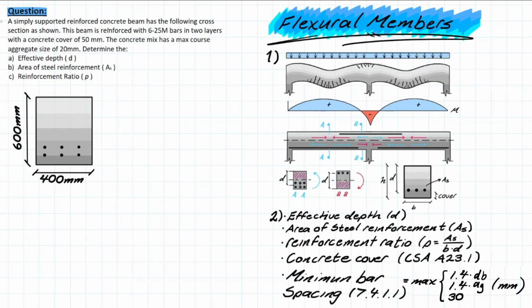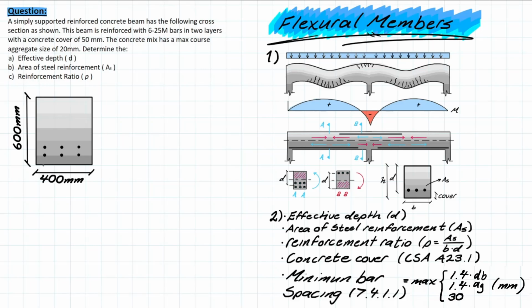So we have a simply supported reinforced concrete beam, and it has the following cross-section. The beam is reinforced with six 25M bars in two layers with a concrete cover of 50 mm. The concrete mix has a max coarse aggregate size of 20 mm, and it wants us to determine the effective depth, the area of steel reinforcement, and the reinforcement ratio.